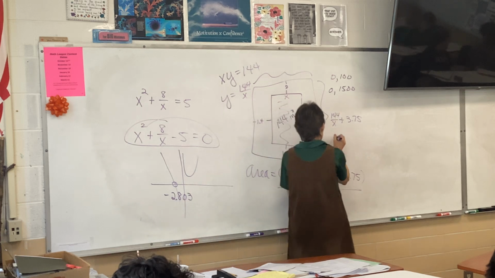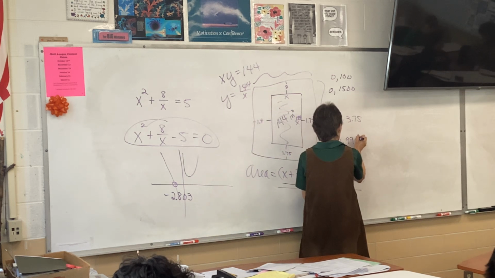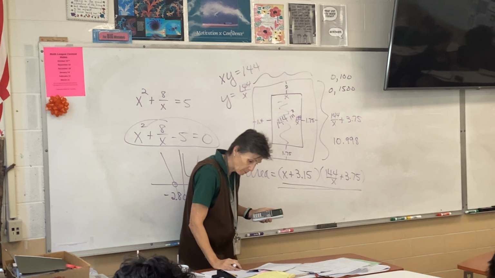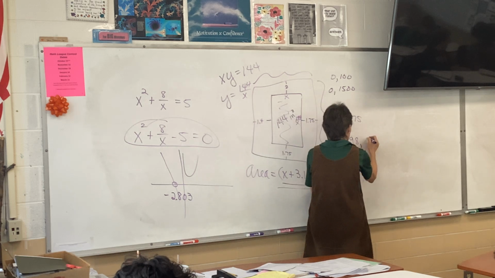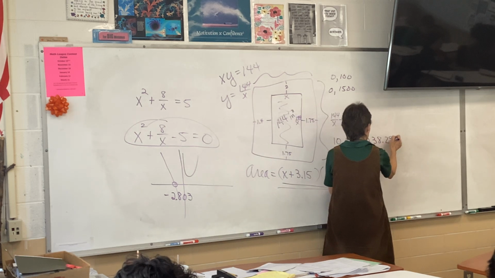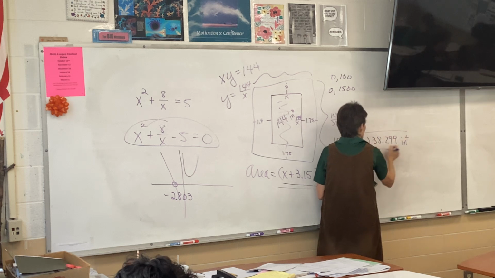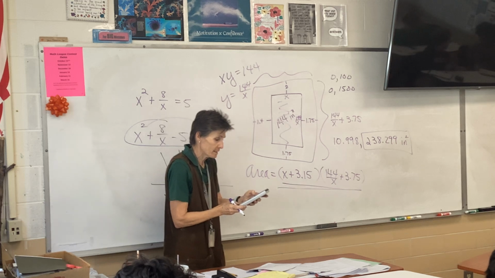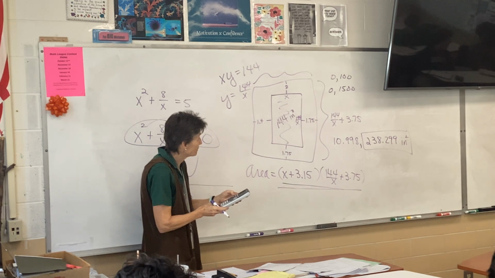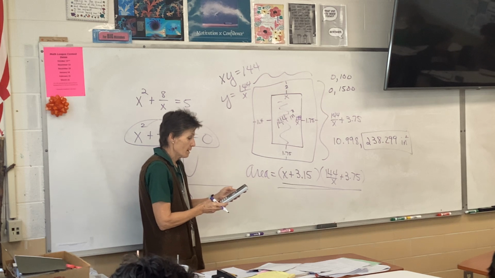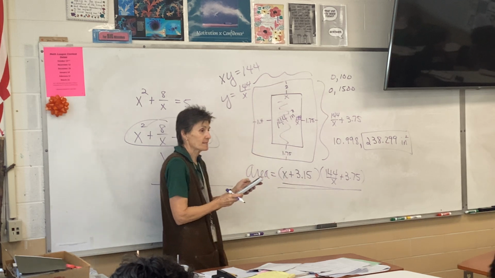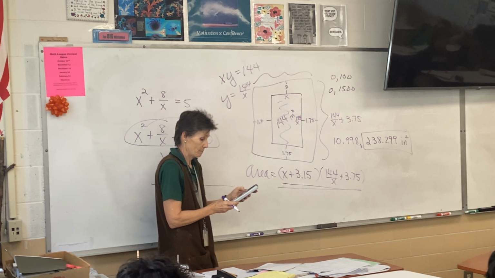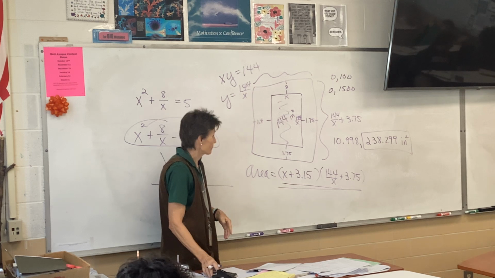For my minimum, I got 10.998. What was the question? You gotta plug it in, I think. Oh, no, I don't. My calculator did it. It'd be 238.299 square inches. There's your area. Y is your area. 238.299. Wait, where did you get the 10.998? That was my X. That's the X coordinate. That's what I got for the X coordinate.